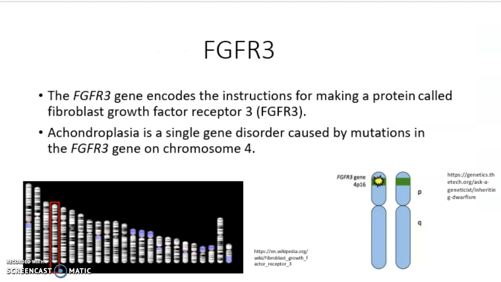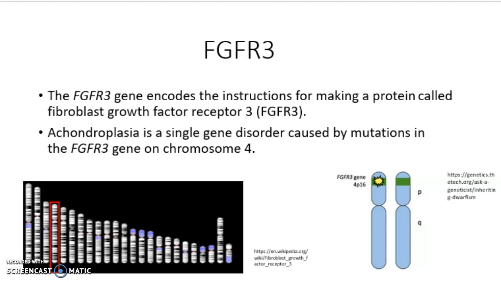So, the FGFR3 protein spans the cell membrane so that one end is inside the cell and the other is outside. This allows the protein to interact with growth factors outside the cell and receive signals for growth and development. The FGFR3 gene encodes the instruction for making a protein called the fibroblast growth factor receptor 3.